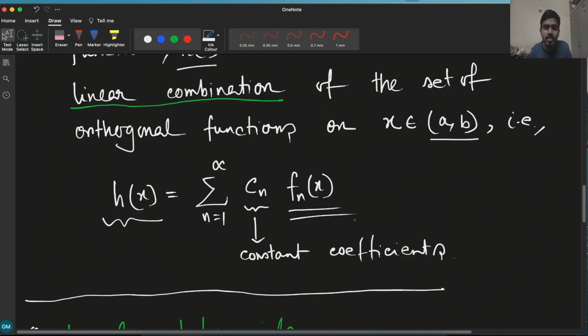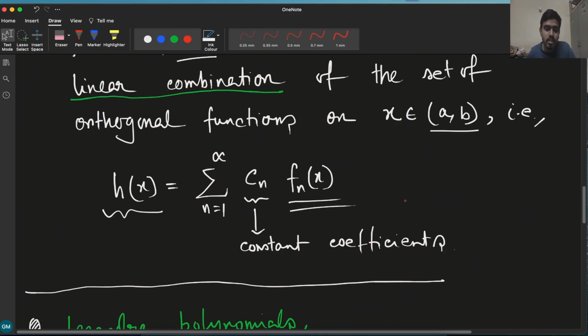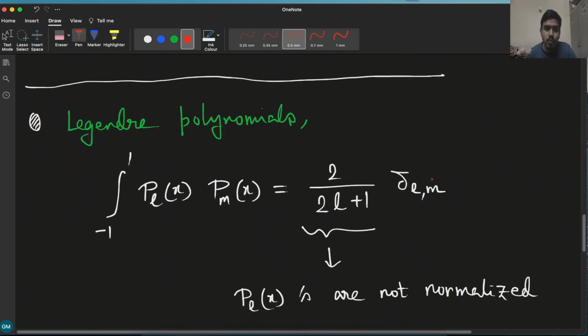So these kinds of orthogonality and orthonormality we talked about. When we discussed the Legendre polynomials, the inner product between two Legendre polynomials P_l(x) and P_m(x), indexed from -1 to 1, is given by 2 by (2l plus 1) times delta of l comma m. It means that when l is not equal to m, that is, if we choose two different Legendre polynomials, the inner product between them will be 0. So these Legendre polynomials are indeed orthogonal.